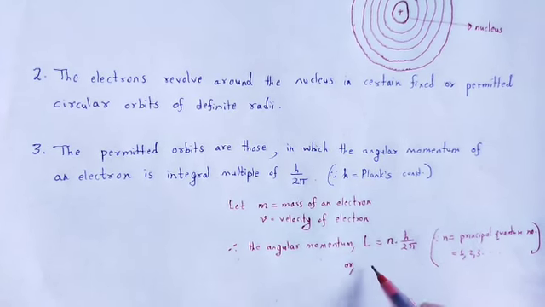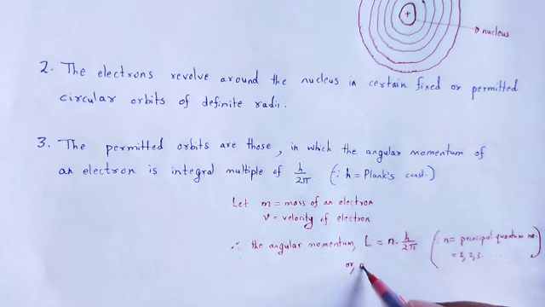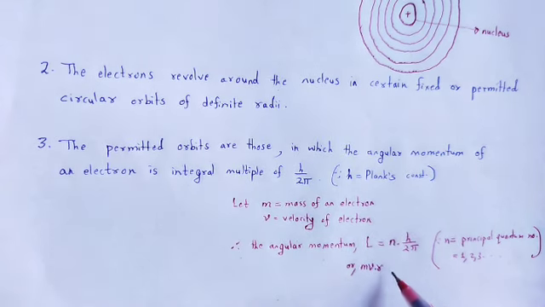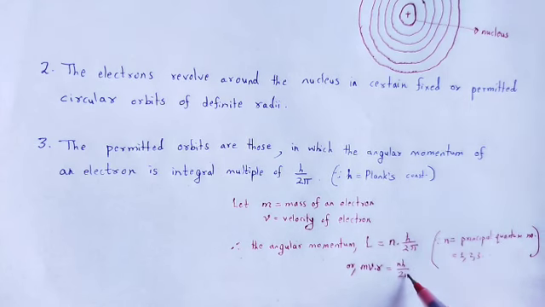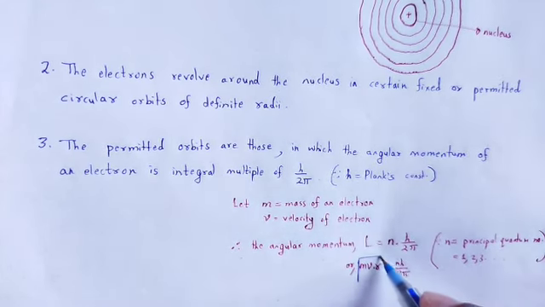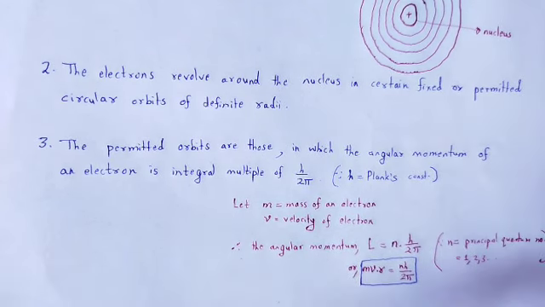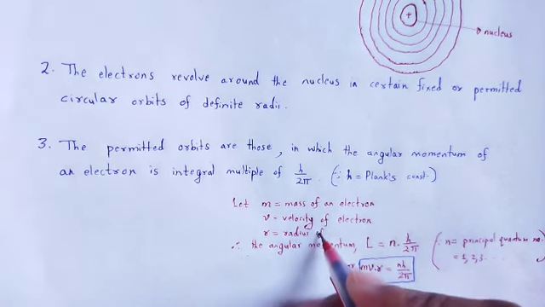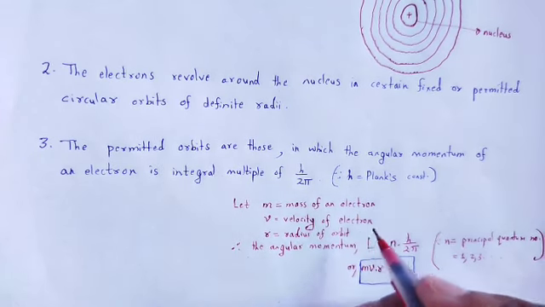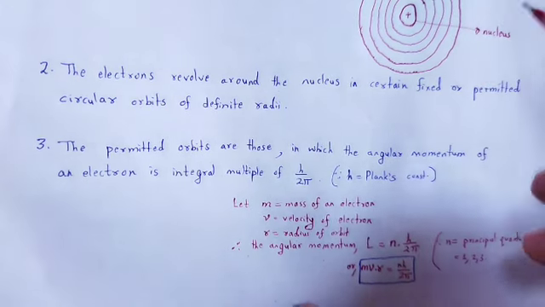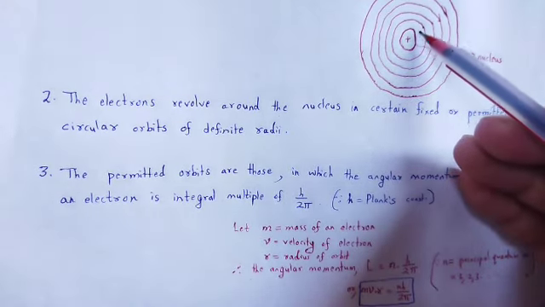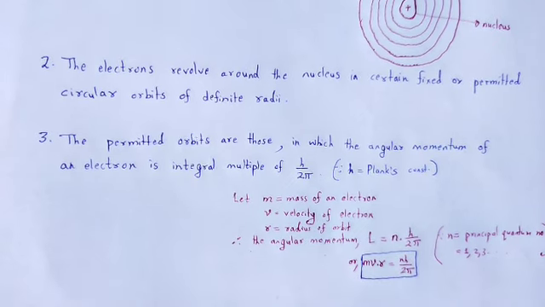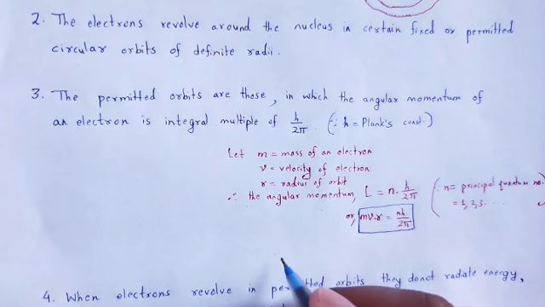Therefore, angular momentum, that is mass times linear momentum into radius r, mvr equals nh by 2 pi. Here r is the radius of the orbit. For n equal to 1, let it be r1, n equal to 2, r2, like this. And this equation is called Bohr's quantization condition.